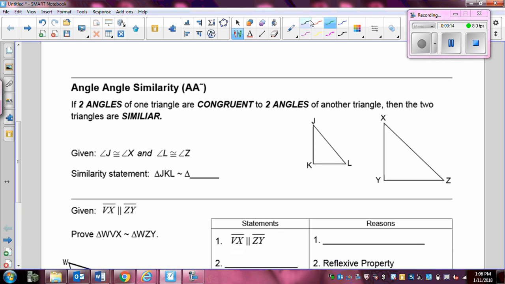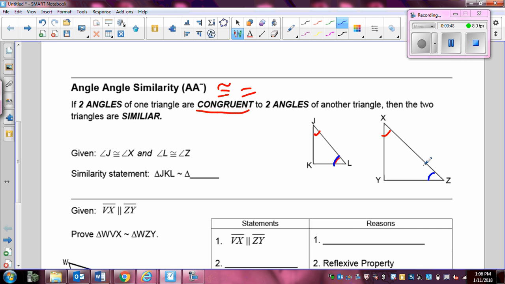So this is angle similarity. We have already gone over this in class. It says if two angles of one triangle are congruent to two angles of another, which means that their angles are equal, then the two triangles are similar. It says angle J is congruent, equal, to angle X, and it tells me that angle L is equal to angle Z.